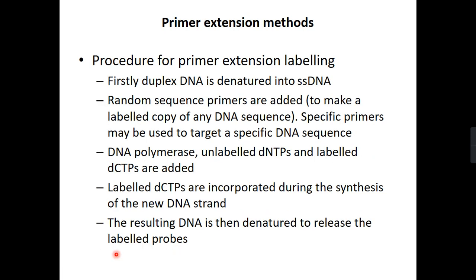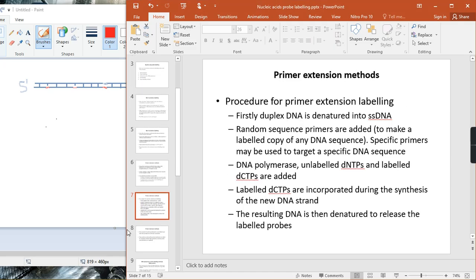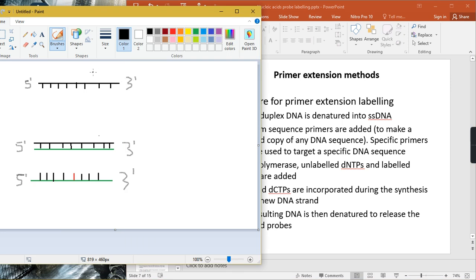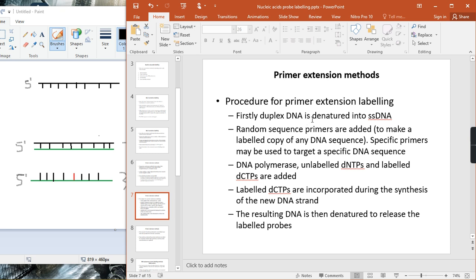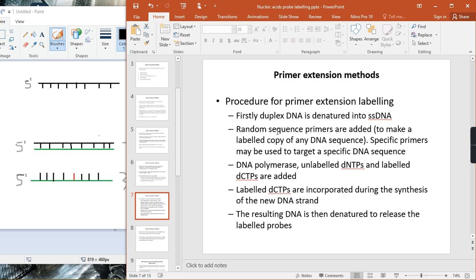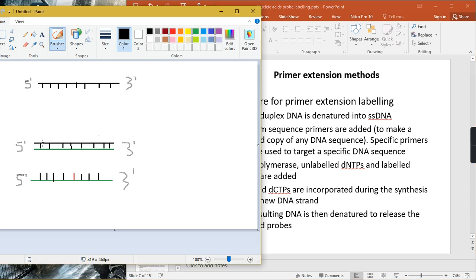Okay, let's see what we mean by all I have said in the slides. At first, duplex DNA is denatured. So when we denature the DNA, we have our single-stranded DNA here, and the random sequence primers are added to make a labeled copy. When the primers are added, they will initiate the extension, and the polymerase enzyme will extend to make a complementary copy. So it will complement it.